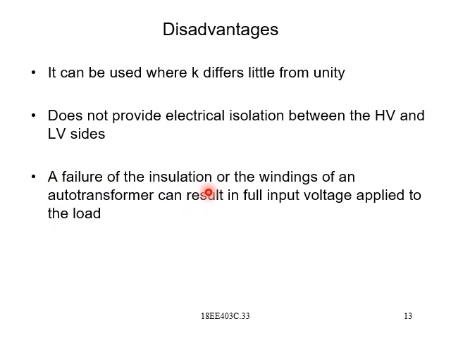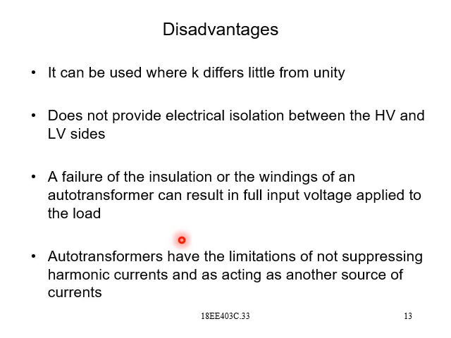A failure of the insulation on the windings of an auto transformer can result in full input voltage being applied to the load. So there may be a chance of failure of insulation on the windings of an auto transformer that can result in full input voltage applied to the load. That means there is no variation of the voltage.